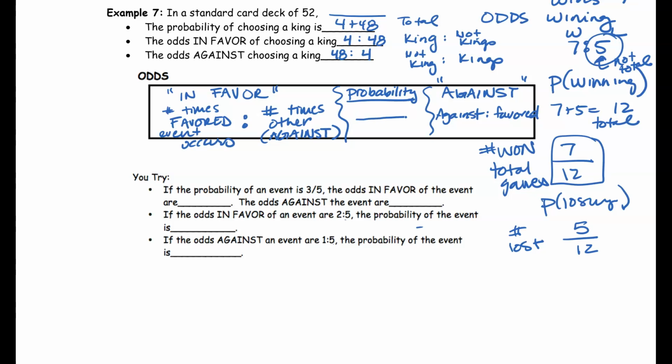So for probability, we write a fraction, and the favored number needs to be added to the against number in order to find a total, and that's going to be in your denominator. So we've got 52 cards on the bottom, and then there are 4 kings, so the probability is 4 out of 52. So notice the probability of getting a king, 4 out of 52, is not the same as the odds in favor of choosing a king. The odds in favor, we write 4 colon 48. So just pay close attention to that.